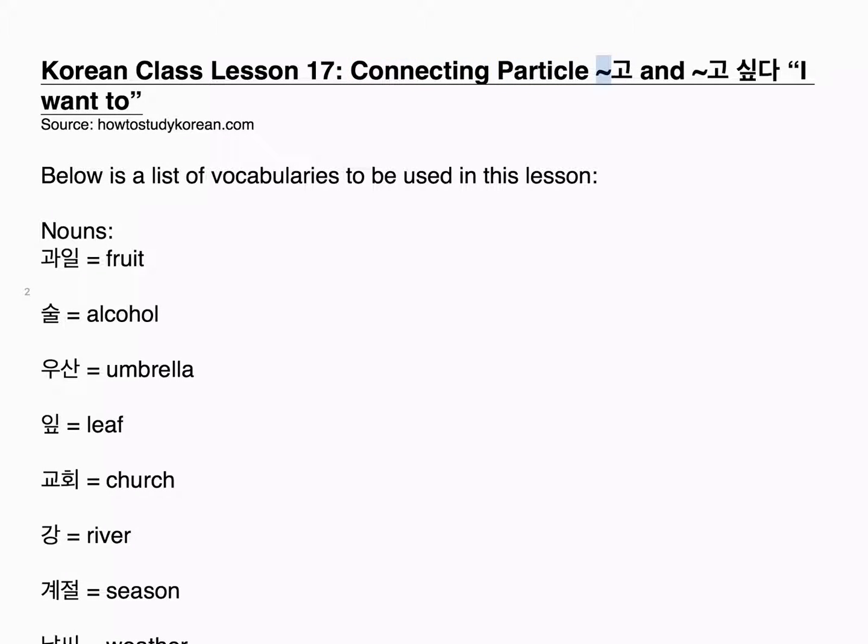Connecting particle 고, and 고 싶다. I want to... HowToStudyKorean.com. Below is a list of vocabularies to be used in this lesson.